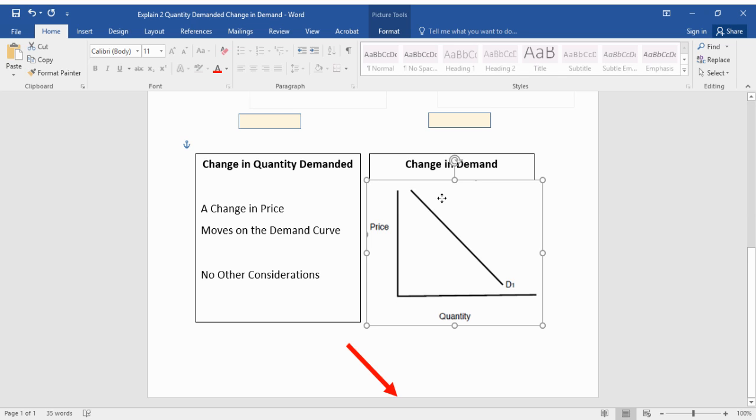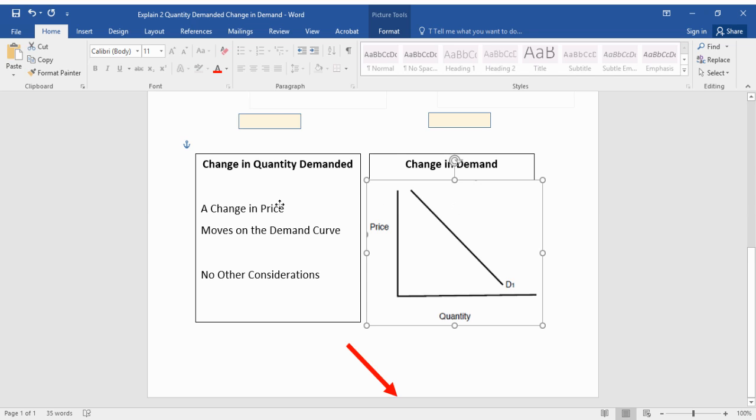So this arrow that I'm placing here will show a starting point with a high price and a low quantity demanded. And if the price drops, now we have a higher quantity demanded. So it is only a change in price that moves along the demand curve. No other considerations are possible for a change in quantity demanded.